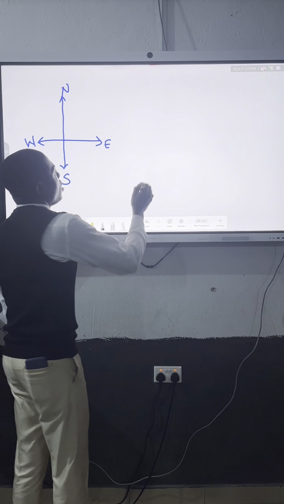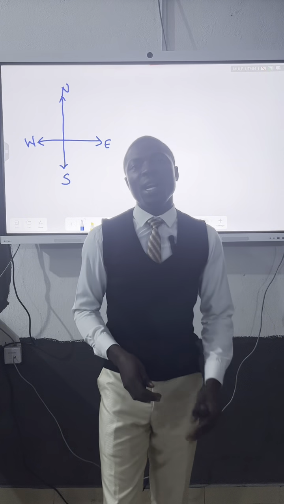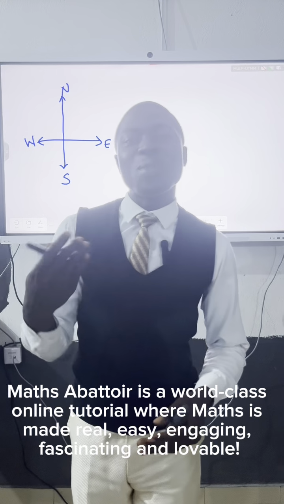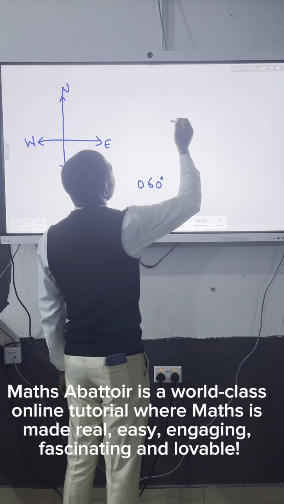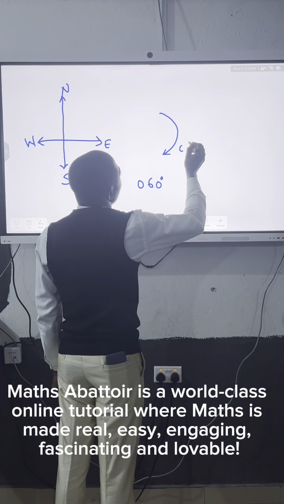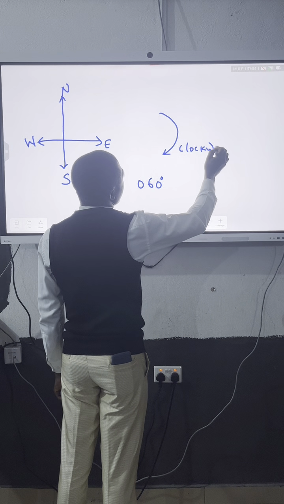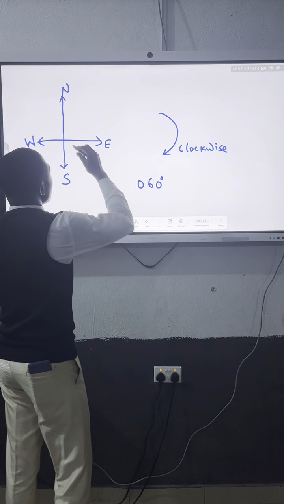Now this 0, 6, 0 here means what? It is a three-figure bearing, so we need to commence our movement from the north, and then we go in a clockwise direction. So in three-figure bearing, we move like this. This kind of movement is what we call clockwise movement or direction. Are we fine? So we begin from the north and we go this way.